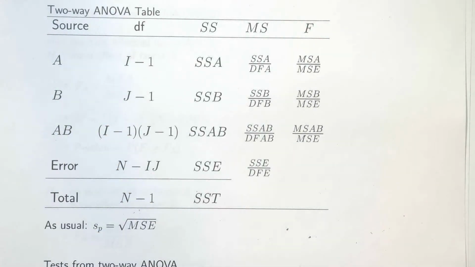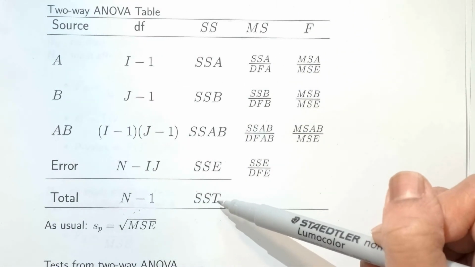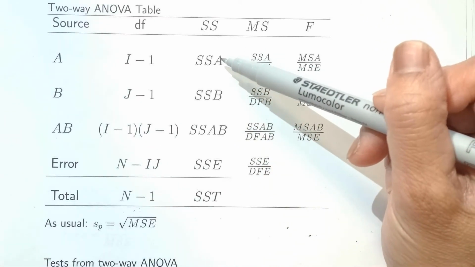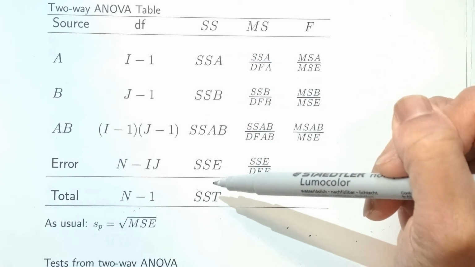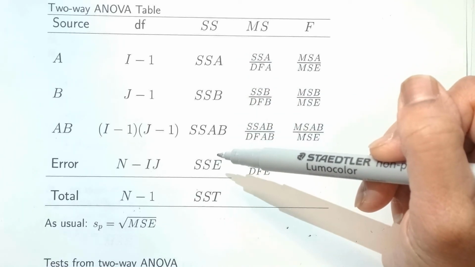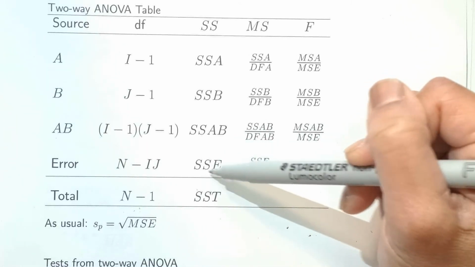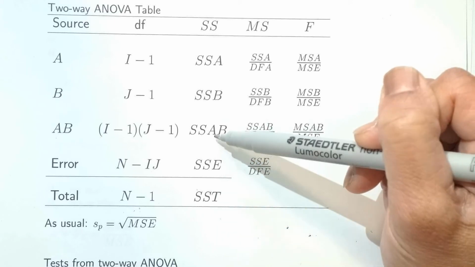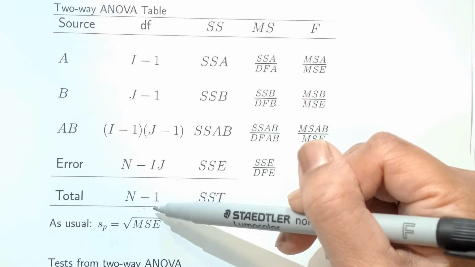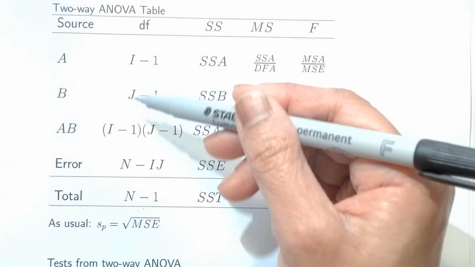And so we have our capital N minus 1. Sums of square total is always the observed minus the overall. And we have all of these. So we can compute the error term by looking at the difference between the sum of squares total and these other sums of squares. We can also calculate the error sum of squares as a difference between the total and this A, B, and A, B and their interaction.